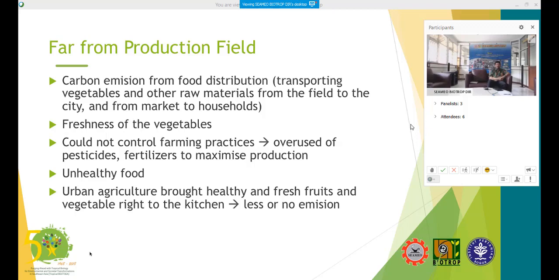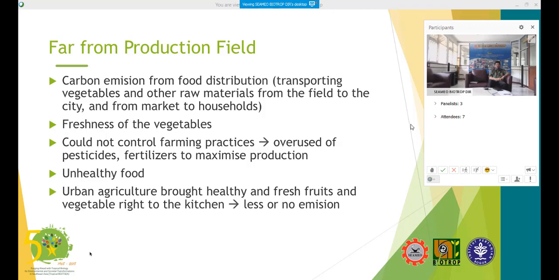And we could not control farming practices. This is also another problem, because we never know how farmers actually grow their vegetables, like overuse of pesticides and fertilizers to maximize production. And certainly this is unhealthy food. Urban agriculture brings healthy and fresh fruits and vegetables right to the kitchen.